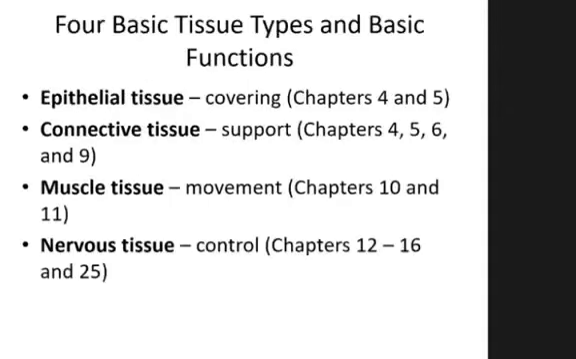Now, when we talk about tissues, there are only four kinds. Number one is called epithelial tissue, mostly for covering. Number two, connective tissue, which is usually for support. The third is muscle tissue, which is for movement. And the last is nervous tissue, which is for control.